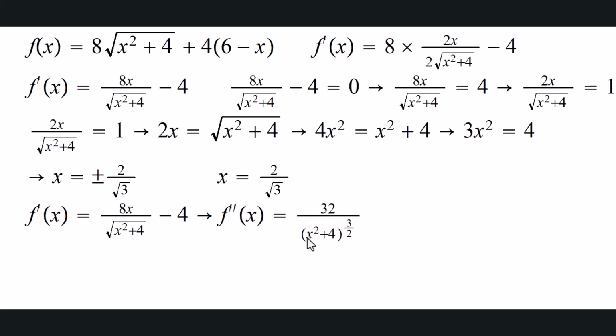And the second derivative you can see right here has x squared plus 4 to the 3 over 2 in the denominator. The numerator is constant, so that's positive. That means the function is concave up everywhere. So at the critical values, we will have what? We will have a min. All right. Actually, an absolute min in this case.